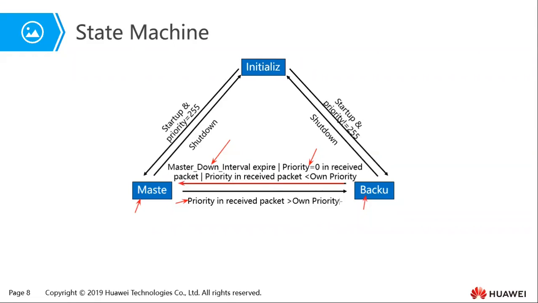The last way in which a backup can transit to a master is when the priority in the received packet is less than its own priority. For example, you configure a new router with VRRP and it has a higher priority than the current master. That again will trigger a backup to master switchover. So that is it about the state machine.